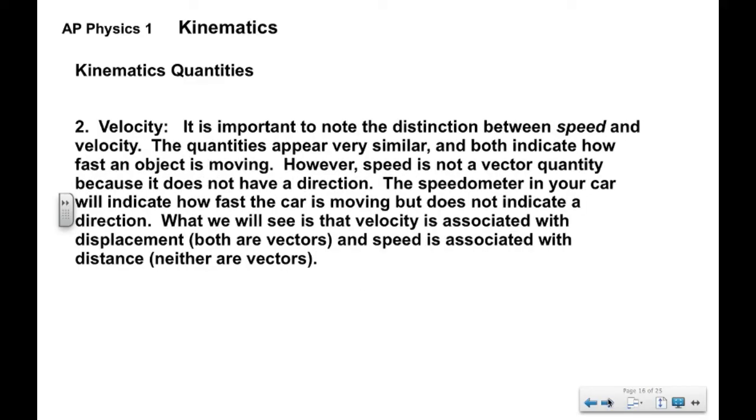It is important to note the distinction between speed and velocity. The quantities appear very similar and both indicate how fast you're moving. However, speed is not a vector quantity because it doesn't have a direction. You have a speedometer in your car. It indicates how fast the car is moving, but does not indicate a direction at all. What we're going to see is that velocity is associated with displacement because both are vectors, and speed is associated with distance. Neither are vectors.